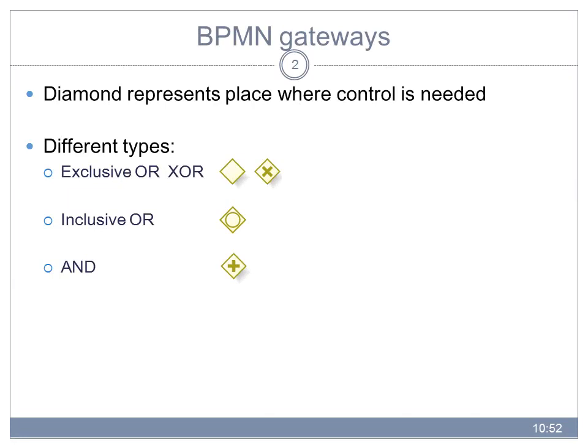First of all, there's the exclusive OR gateway, where you will choose exactly one path. There is the inclusive OR gateway, where you may choose one or more paths. And there is the AND gateway, where you will choose all paths.